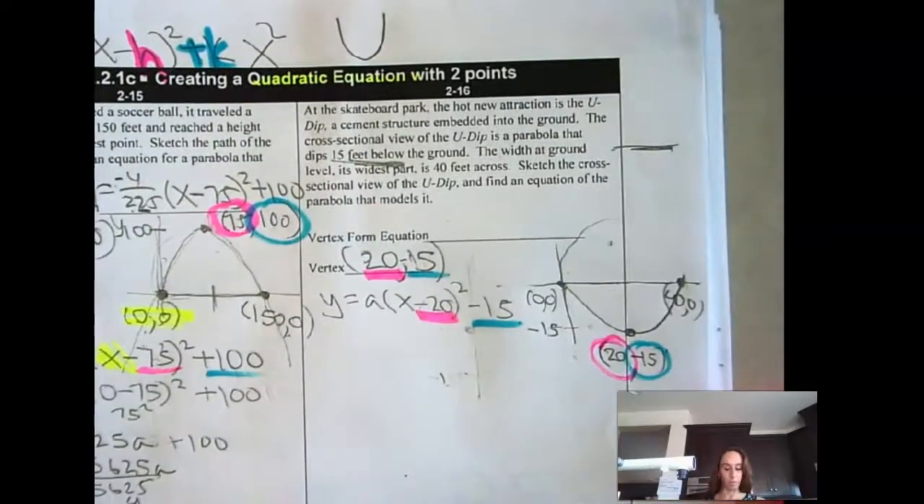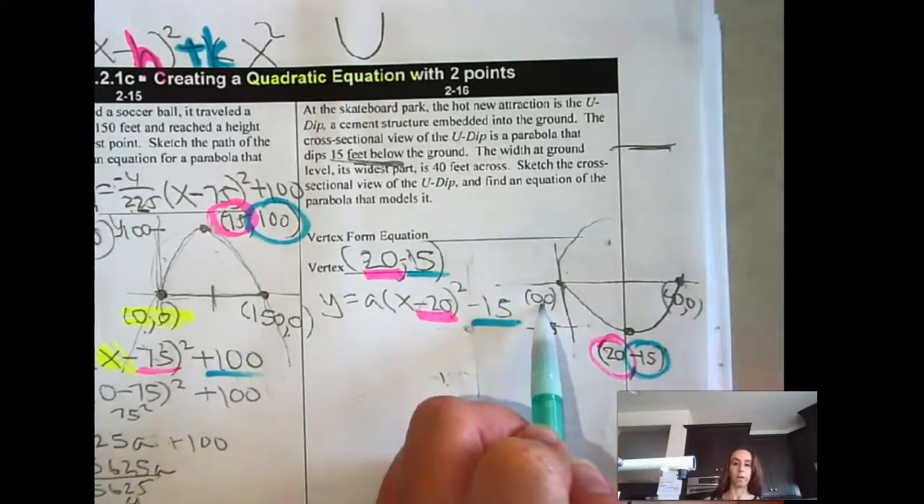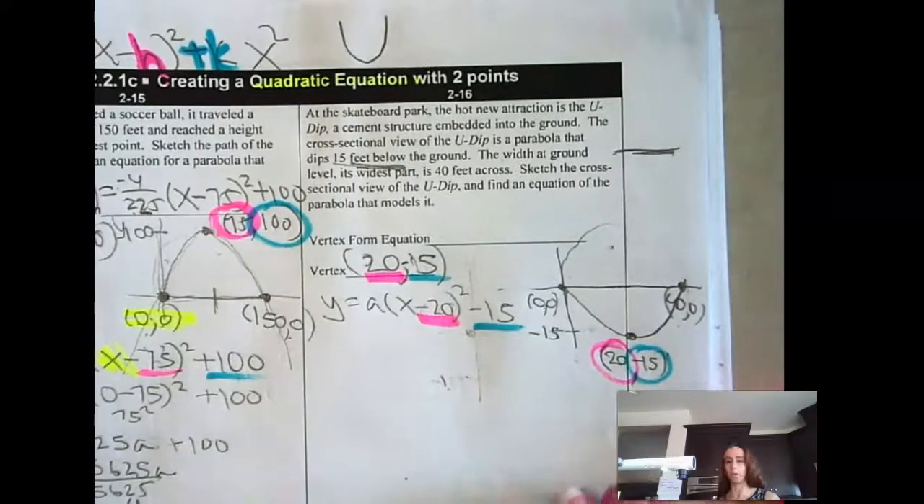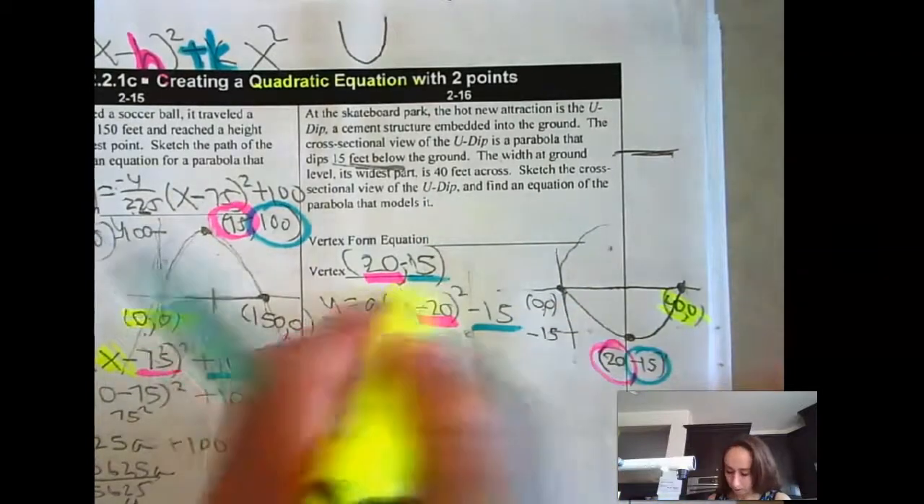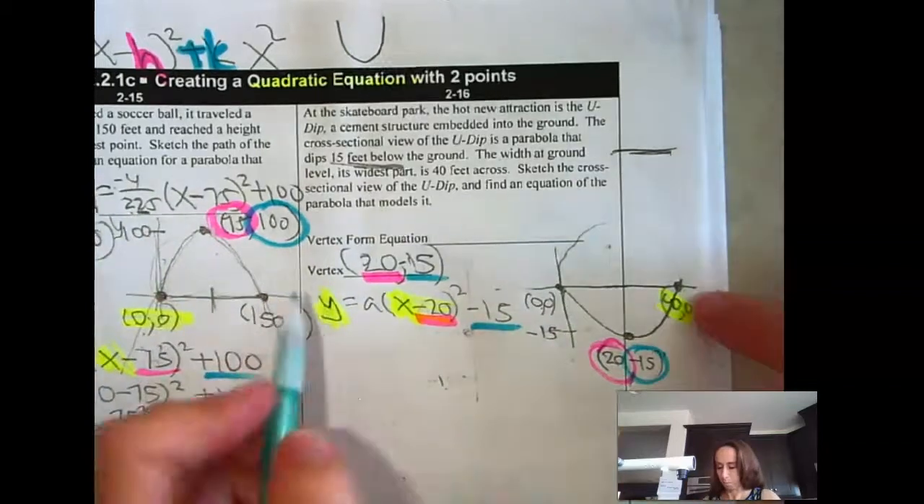Okay. Now I got to figure out what a is. Well, how am I going to figure out what a is? Well, I can plug in the points. I can either plug in 0, 0, or I can plug in 40, 0. I'm just going to live a little, and I'm going to do 40, 0 this time. Some of you go, no, that number's too big. Okay, trust me. It should just be in there. x and y.